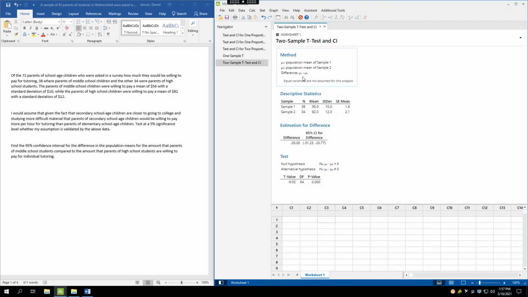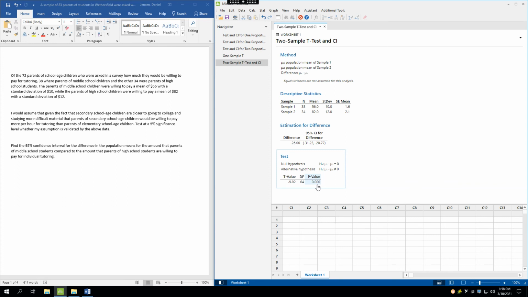So I'm testing for difference in the two means. Okay. Sample one is parents of the younger children, middle school, elementary school children. Mean is 56, standard deviation of 10. We put that in. 82 for the mean and 12 for the standard deviation for the parents of high school children. Okay. We see the confidence interval for the difference. Our null hypothesis is that there is no difference, mu1 minus mu2, there is no difference in the means. My alternate is that there is a difference in the means, and with a p-value of 0.000, which is less than 0.05, it is reasonable to conclude that there is a difference.